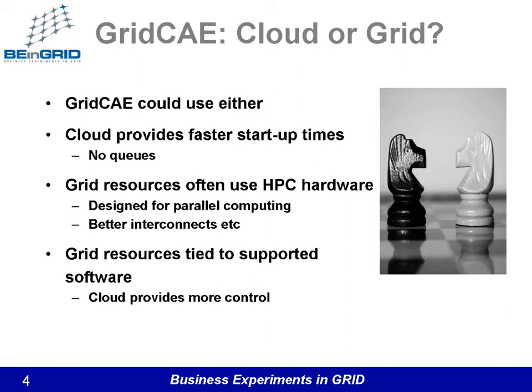Users of grid resources are dependent on the software they require being installed on the grid. In contrast, users are free to install their own software on cloud systems. Grid technology, such as the GridCAE middleware, offers features important to GridCAE. This technology could be adapted to use cloud resources in the future. GridCAE was developed for grid resources.